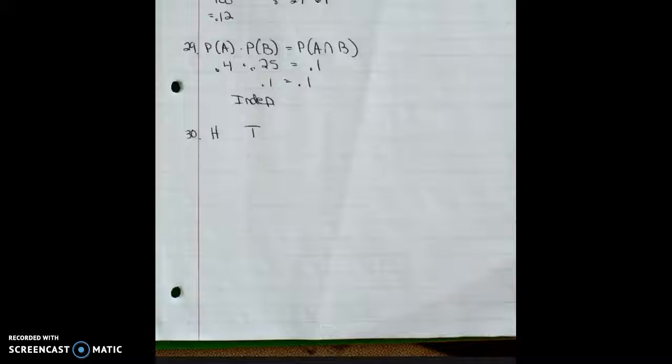Question number 30. A fair coin is tossed once. A is heads occurs, B is tails. They want to know, are these independent or dependent?